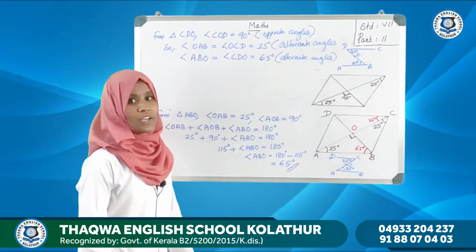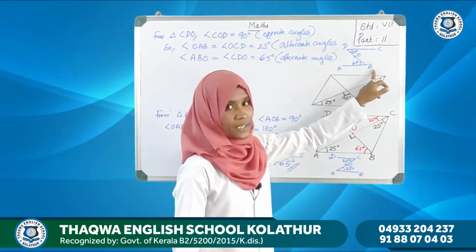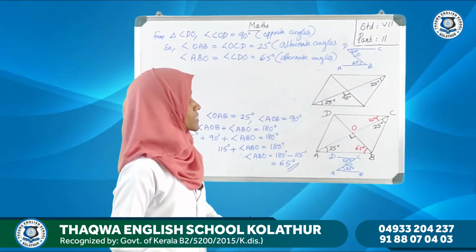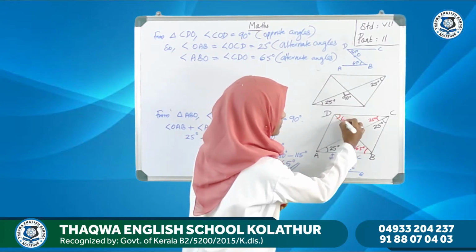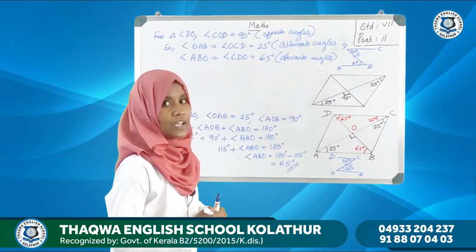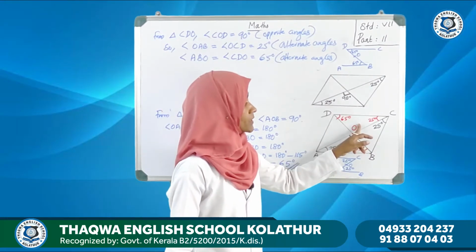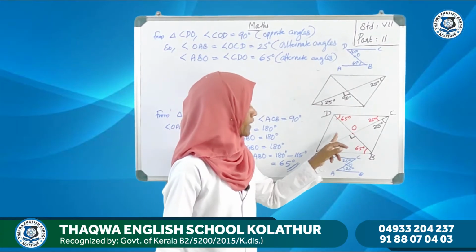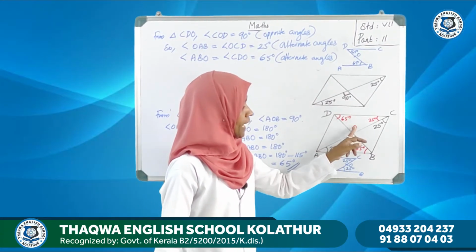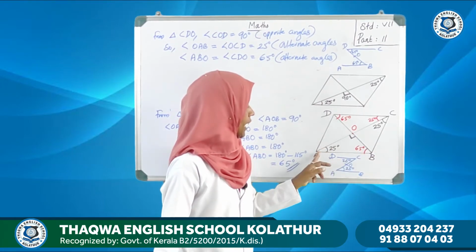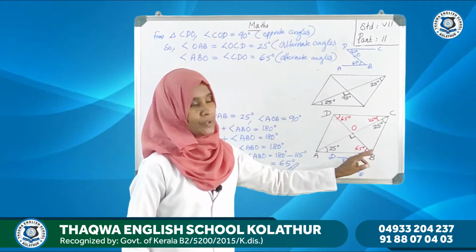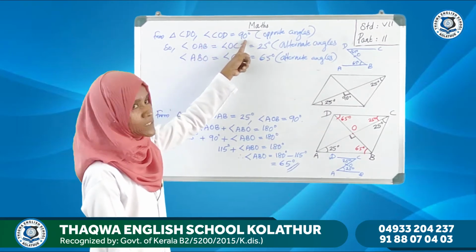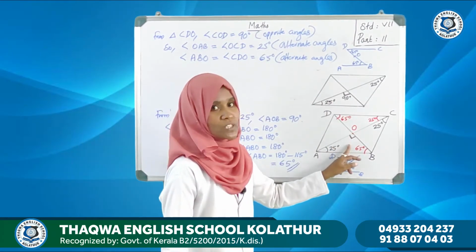Alternate angles formed by the line BD meeting a pair of parallel lines AB and CD. So listen, this is 65 degrees. We got all three angles of this triangle CDO. Here angle OAB is 25 degrees, angle OBA is 65 degrees, angle AOB is 90 degrees. And here also angle COD is 90 degrees. These two are the opposite angles.